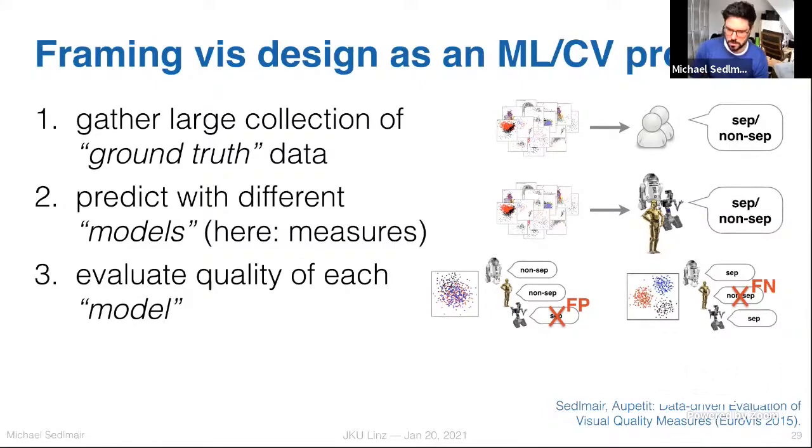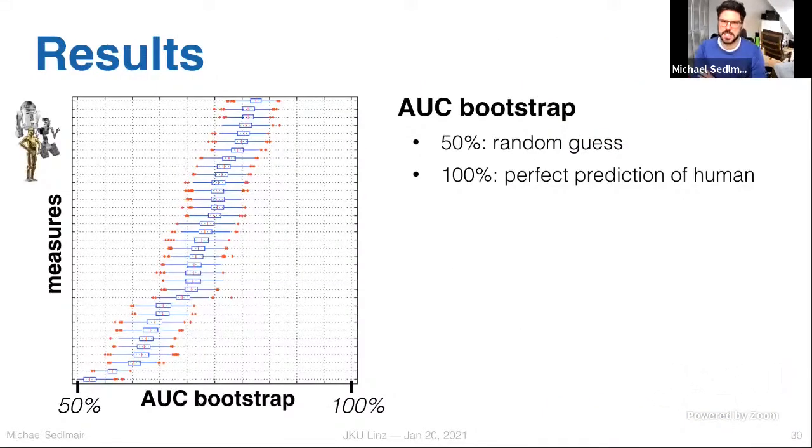Okay, so this is an easy idea, and it's essentially just a binary classification problem. As I said, this is machine learning 101. We can use classical machine learning ideas on how to evaluate it, for instance bootstrapping and then using the area under the curve, which we did here. 50% essentially means the measure we took did a random guess. 100% would mean it perfectly predicts the human label.